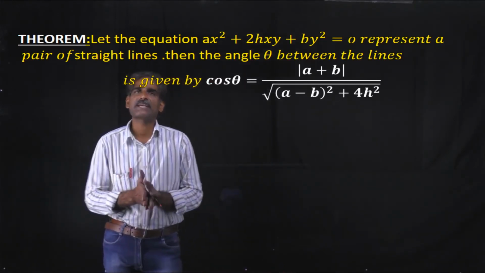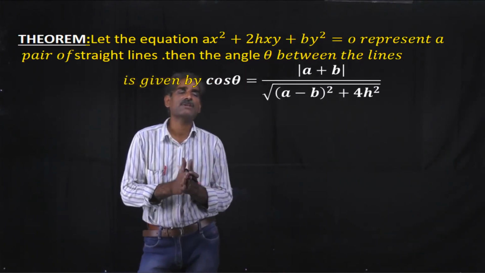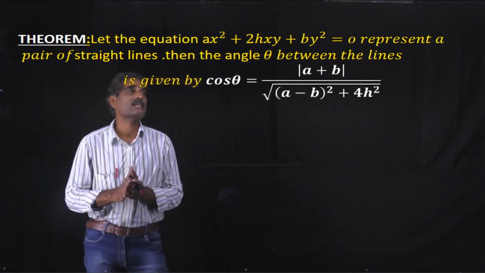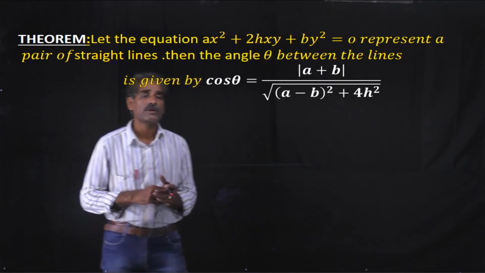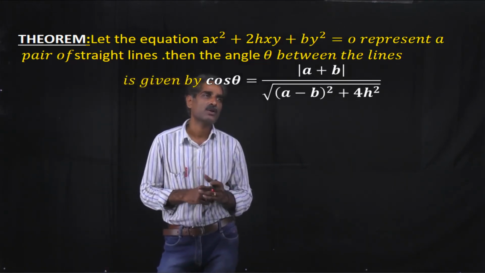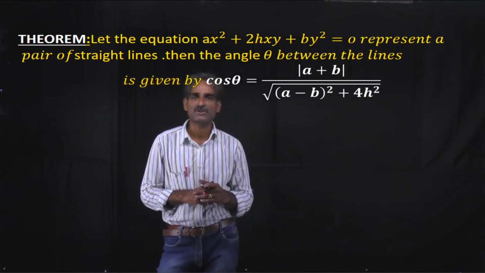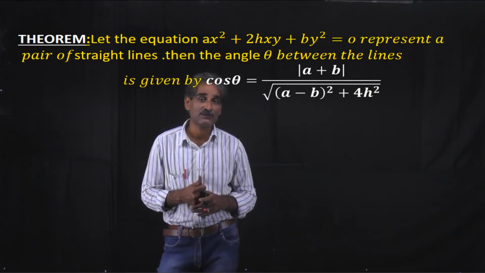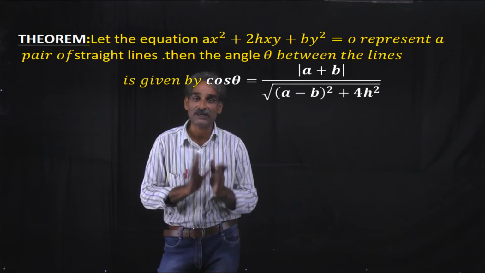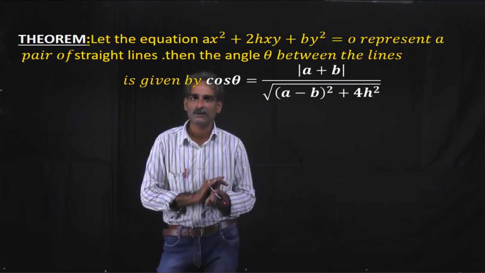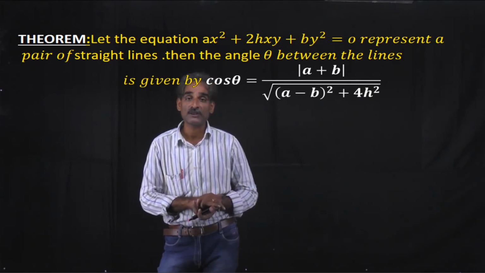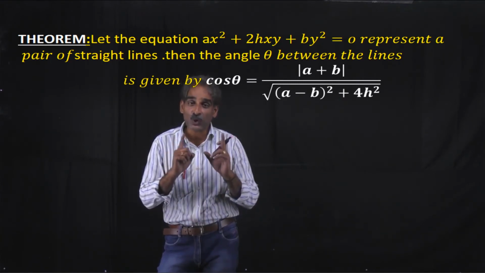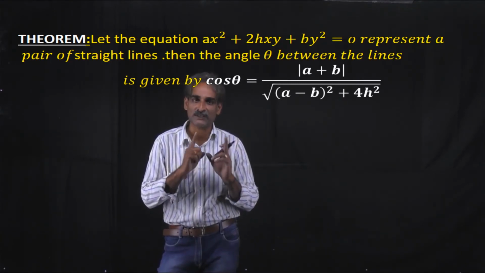See this theorem. Let the equation ax square plus 2hxy plus by square equal to 0 represent a pair of straight lines, and the angle between them is theta. Then cos theta equals a plus b by root of a minus b whole square plus 4h square. So we know how to find the angle between the lines if we have separate equations for the lines. We don't know how to find the angle between the pair of lines directly, so first of all we have to assume two equations for the lines.